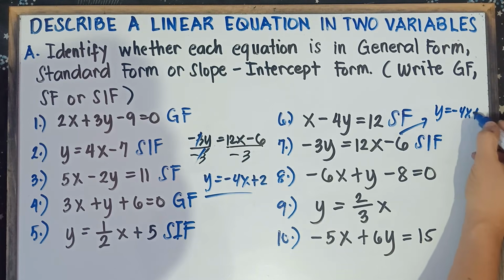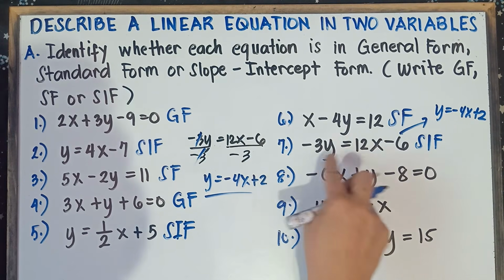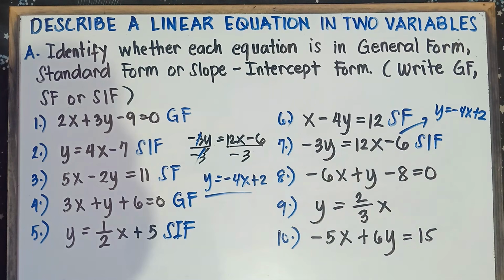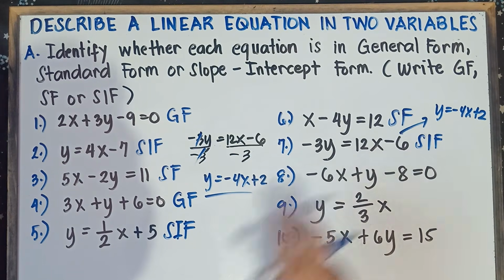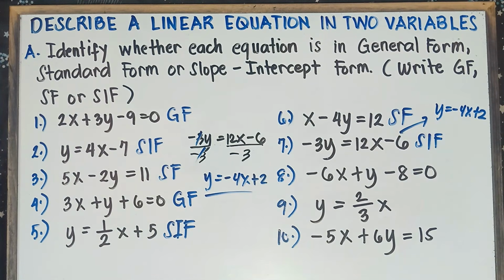negative 4x plus 2. Once again, class, this is just the same. We just simplified this equation. We divide both the right and left by negative 3. So y equals negative 4x plus 2. So that would be SIF, slope-intercept form.